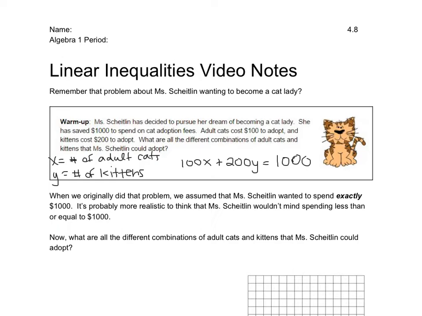It's probably more realistic to think that Miss Sheitlin wouldn't mind spending less than or equal to $1,000. I don't have to spend all of my money on cats. So keep in mind that exactly $1,000 gives us an equal sign, versus if I wouldn't mind spending less than or equal to $1,000, that'll change my equation to become an inequality. So now it'll look like this: 100x plus 200y is less than or equal to 1,000.